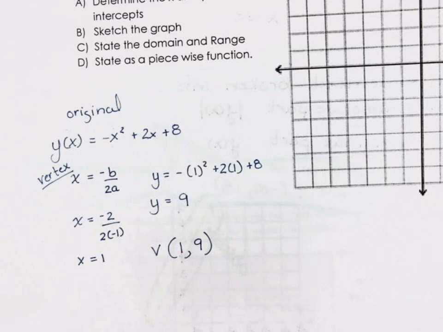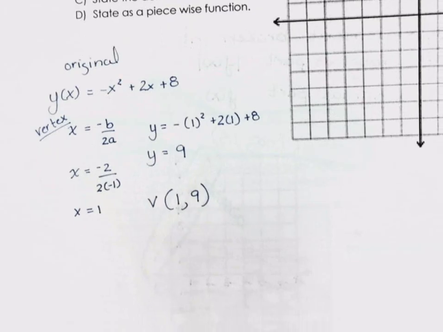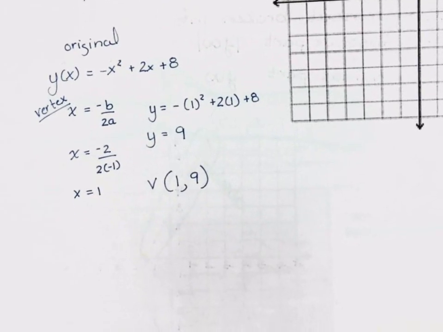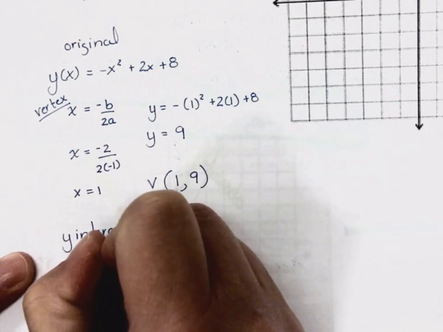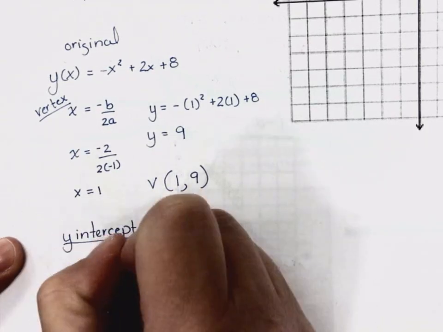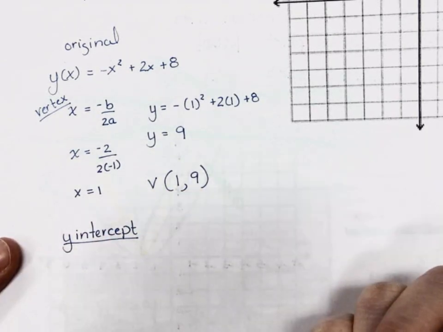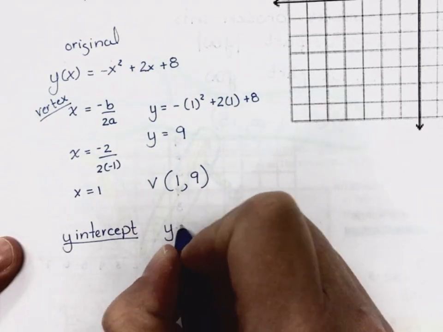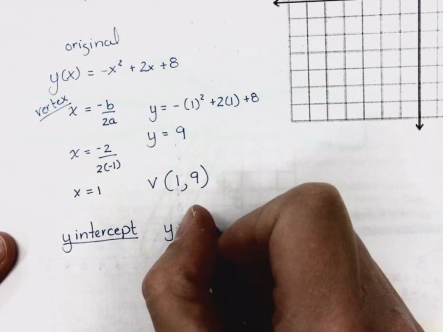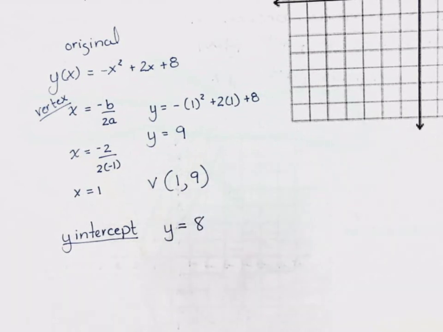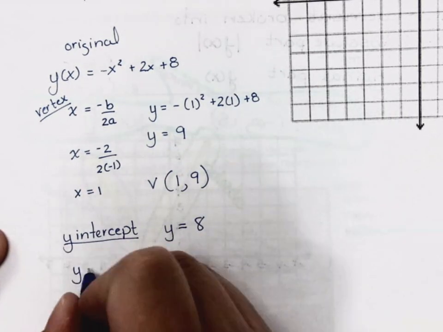Everybody got 1, 9? That's what I got. So let's do our y-intercept next. That's nice and easy to do. What's our y-intercept? Plus 8. Okay, if you're not sure where we're getting that from, we are substituting.